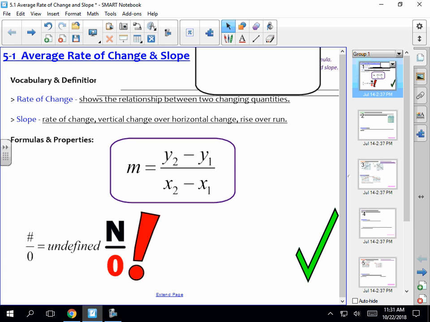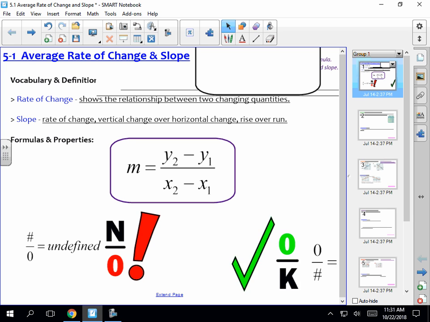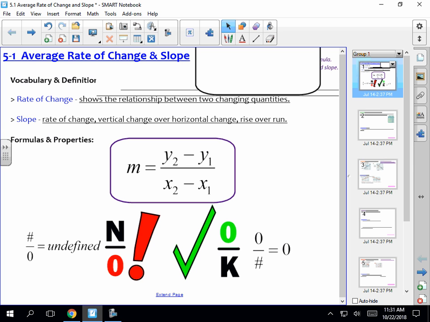Hopefully this is a way to help you remember: undefined slope is if you have a number over 0. Remember, a number over 0 is N-O, no, undefined. Whereas 0 over a number is okay. So 0 over a number, if the number is represented by k, is 0. So a slope of 0 would actually look like this, a horizontal line. And a slope of undefined would look like that.